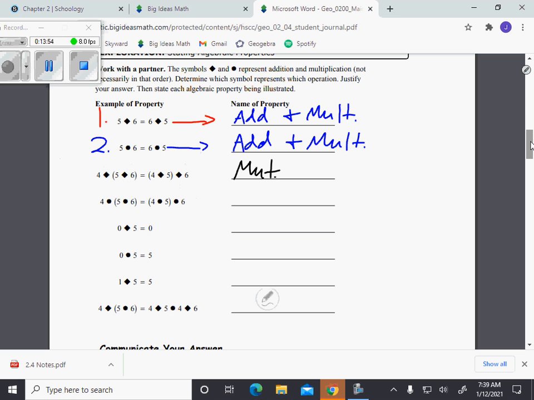What about addition? 5 plus 6 is 11. Okay, and 4 plus 11 is 15. What's 4 plus 5? 9 plus 6, 15. So it's addition and multiplication. Okay? Still can't tell. This next one, same thing. We're not too sure.